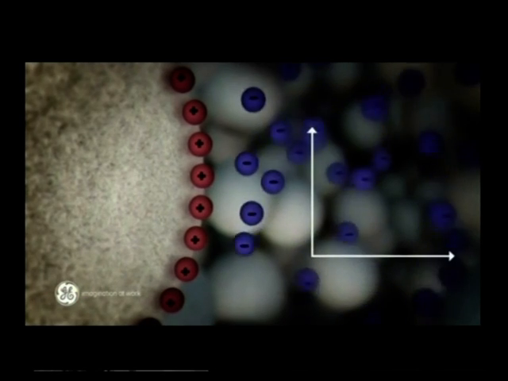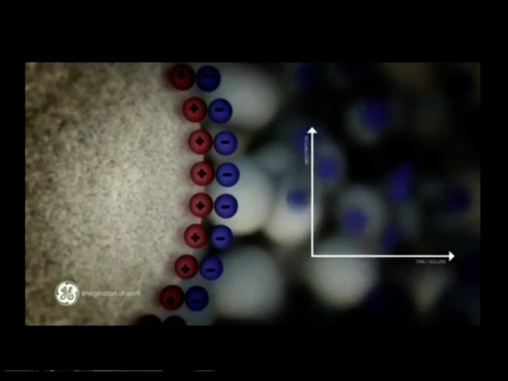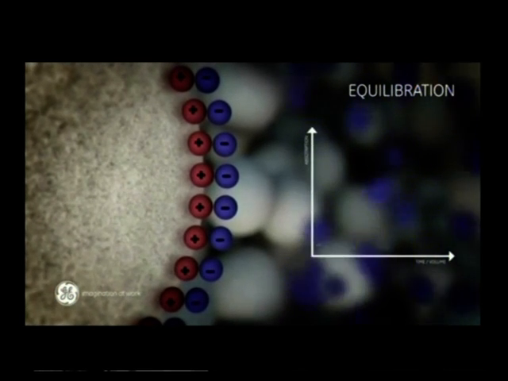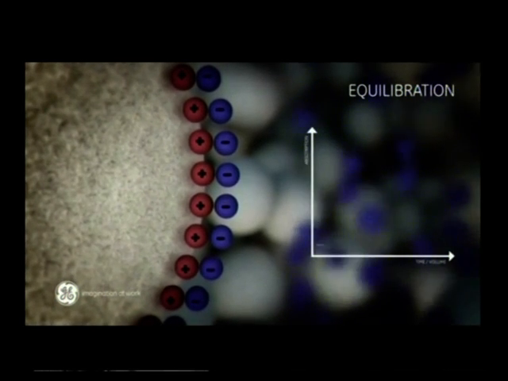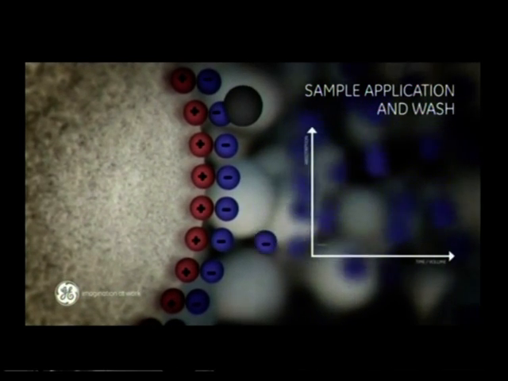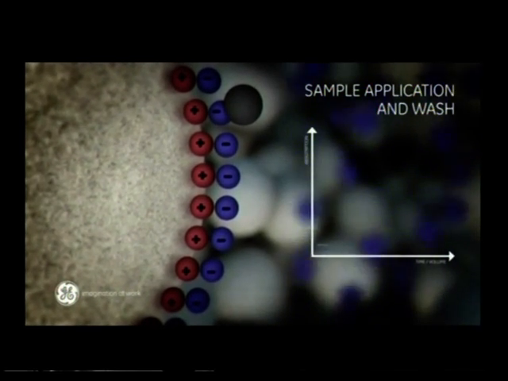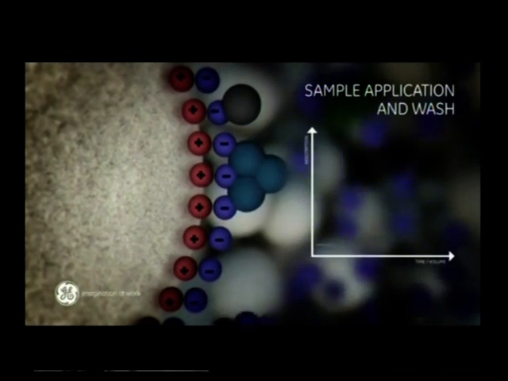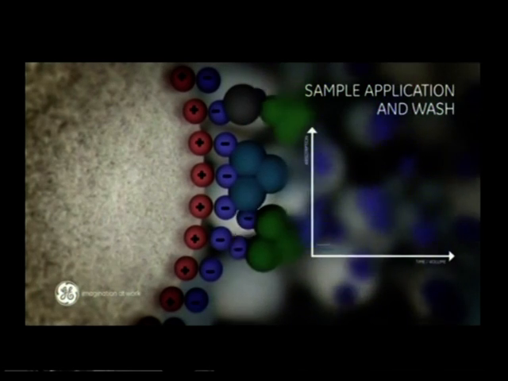Inside the resins, we can see that the positively charged groups attract negatively charged ones, and equilibration occurs. After equilibration, sample application is done. The negatively charged ions which are present in the sample are replaced by the negatively charged ones which are present in the solution.